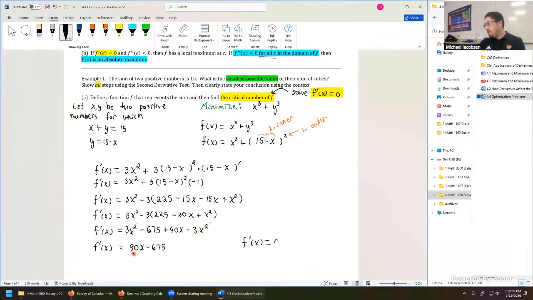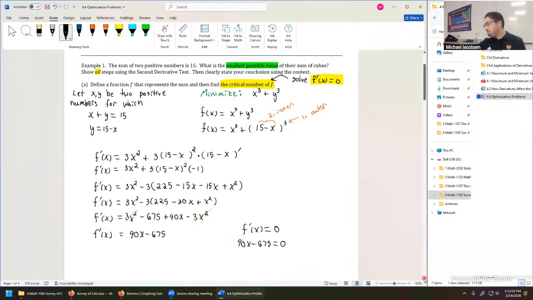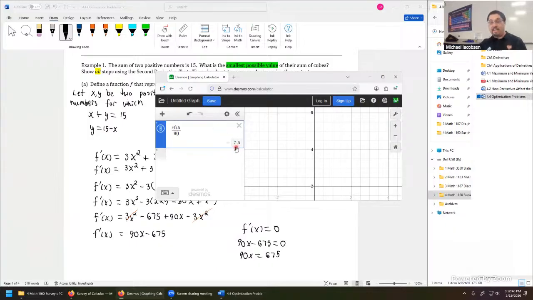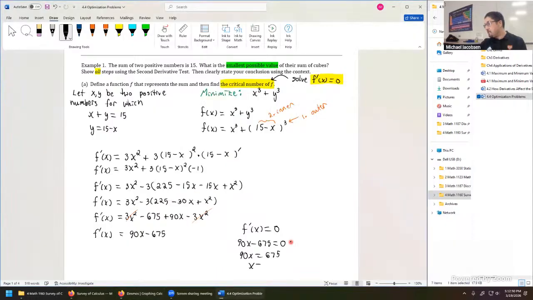F prime of x set to 0 just means 90x minus 675 is 0. And you can solve it by factoring and using the zero product rule, but here we probably do the normal thing. Add 675 to both sides. Then divide 90 into 675. This is where I'm going to definitely reach for a calculator at this point after fixing the penmanship. So 675 divided by 90 gives us 7.5 exactly. So x equals 7.5, which probably feels suspicious.